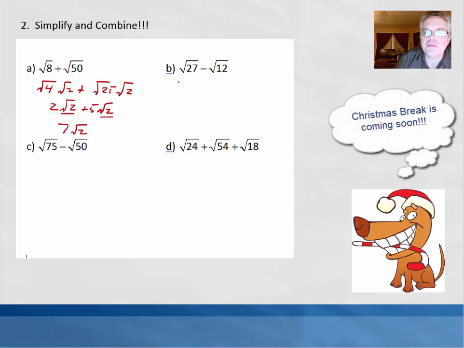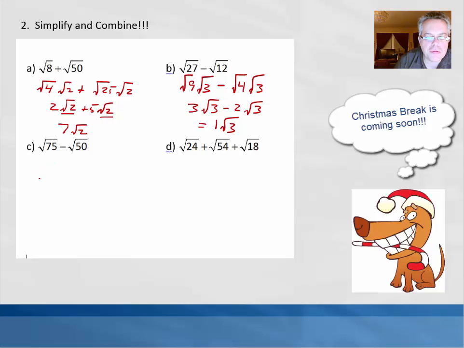Over here, 27 is 9 times 3, so this is square root of 9 times square root of 3 minus 12 is 4 times 3, so this is square root of 4 times square root of 3. So this ends up being 3 square root of 3 minus 2 square root of 3, which is 1 square root of 3.